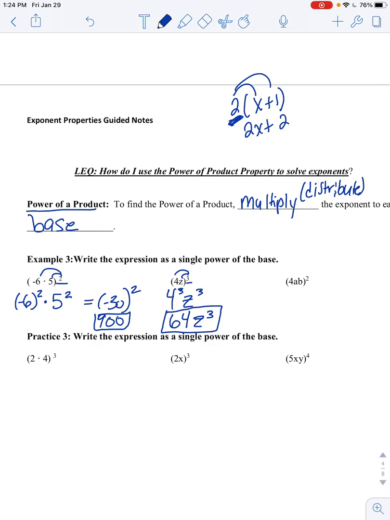Then we have 4ab squared, so the 2 needs to go to the 4, the a, and the b. So 4 squared, a squared, b squared. And I can simplify further: 4 squared is 16, a squared, b squared. Okay, so go ahead, try and do those 3 practice problems and then check back in for your answers.